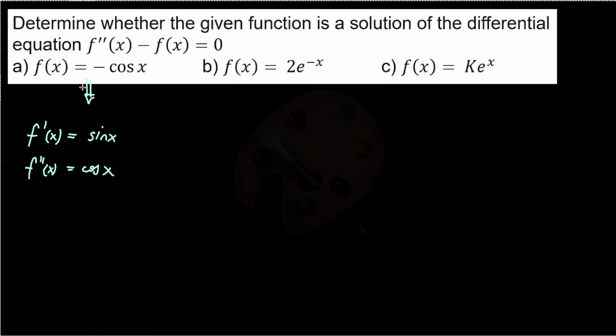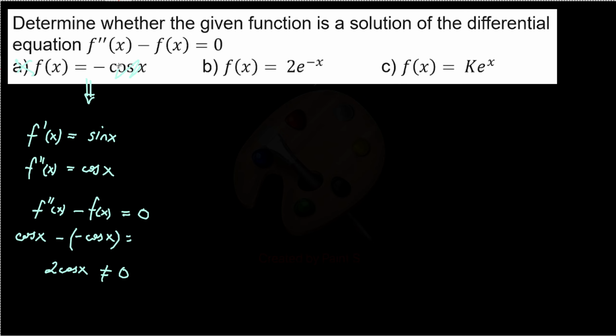Now I plug into this, because now I have everything. I have f of x and I have f double prime of x, and let's see if it's a solution. So f double prime of x minus f of x should equal 0. Let's see. I have cosine x minus negative cosine x. We have to be careful, because otherwise we would think it equals 0, which it doesn't. Cosine x minus negative cosine x is cosine x plus cosine x, which is 2 cosine x, which does not equal 0. So this is not a solution. This one is wrong.